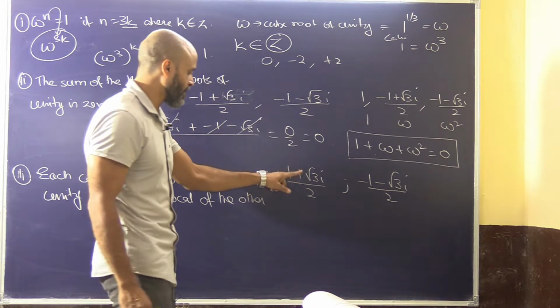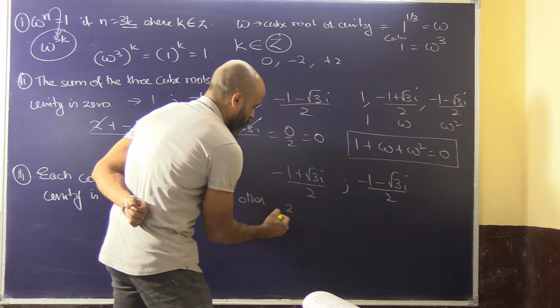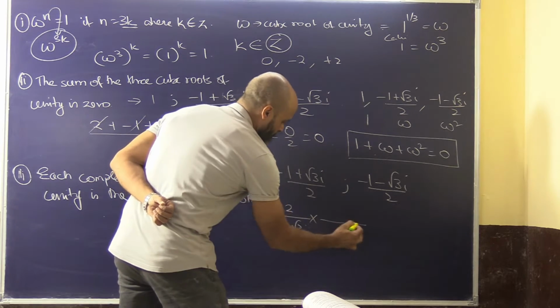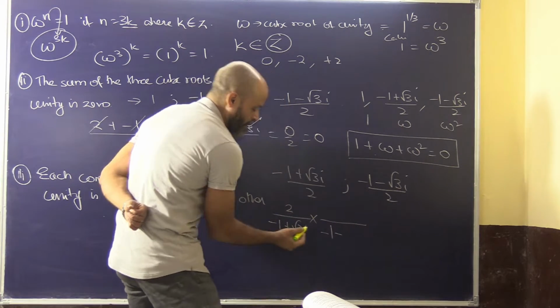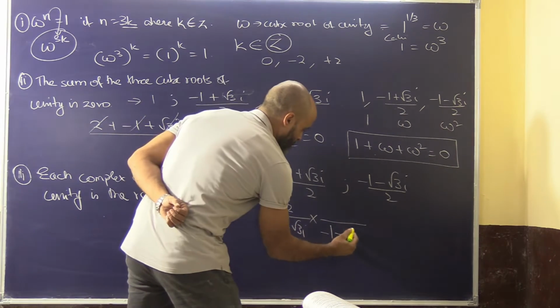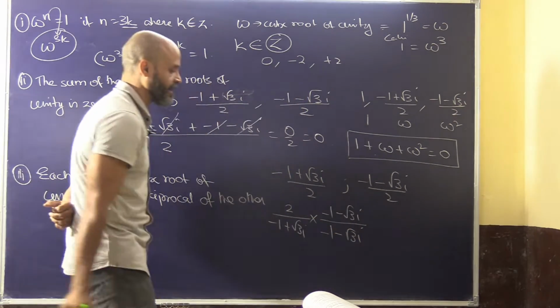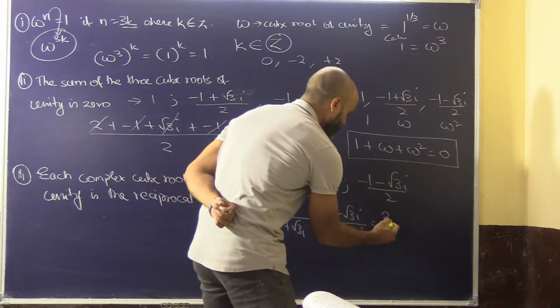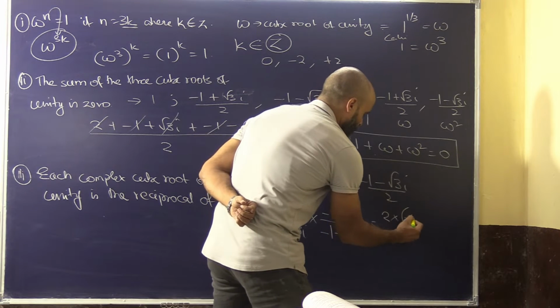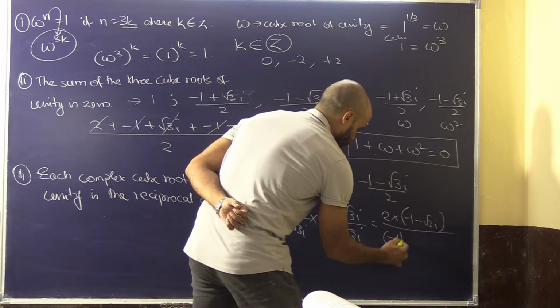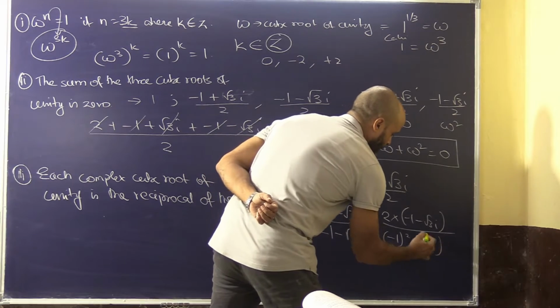Now let's say I take the reciprocal of this one, so it will be 2 by minus 1 plus under root 3i. To rationalize it, I will multiply by its conjugate pair, so this will be minus 1 minus under root 3i. So what do we get here? 2 into minus 1 minus under root 3i upon minus 1 square minus under root 3i square.